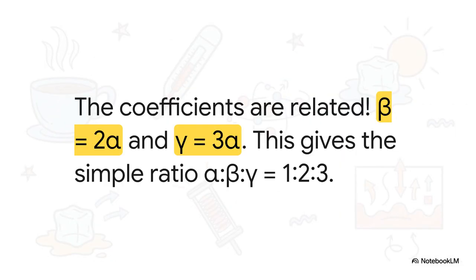Okay, now this is absolutely crucial. You do not need to memorize three totally separate numbers. They're all connected. The area expansion one, beta, is just 2 times the linear one, and the volume one, gamma, is 3 times the linear one. This gives us this beautiful, simple ratio, 1 to 2 to 3. Seriously, this is a massive shortcut for solving problems quickly.